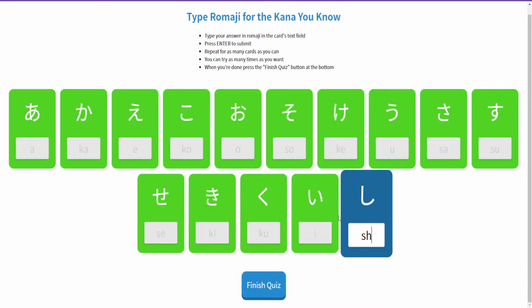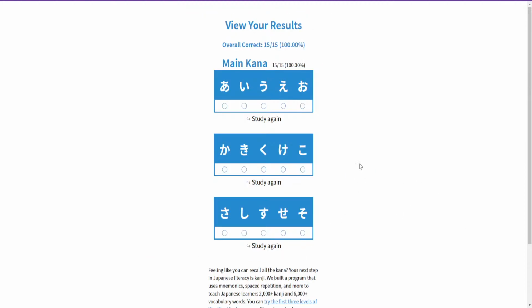But yes, finally we do have she, which is the exception. The first exception for hiragana. Nice, you guys did a great job.